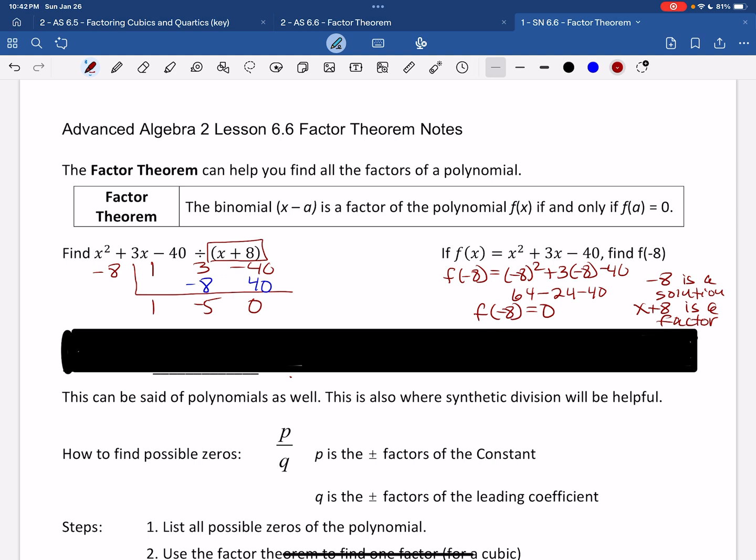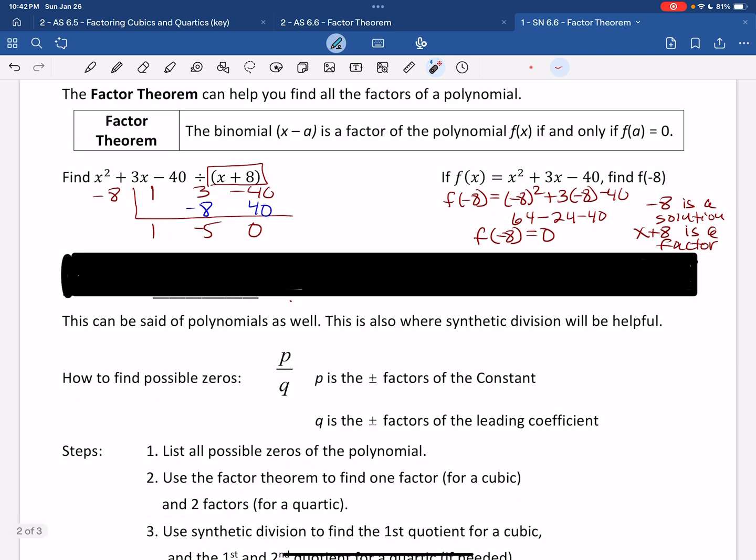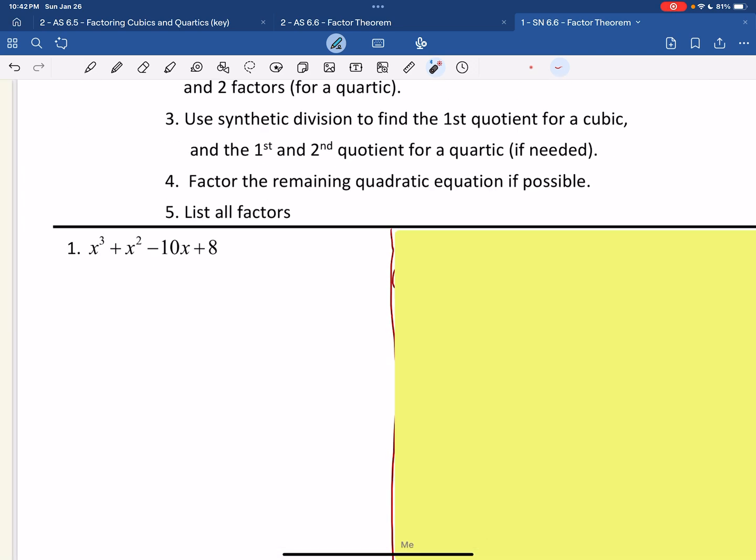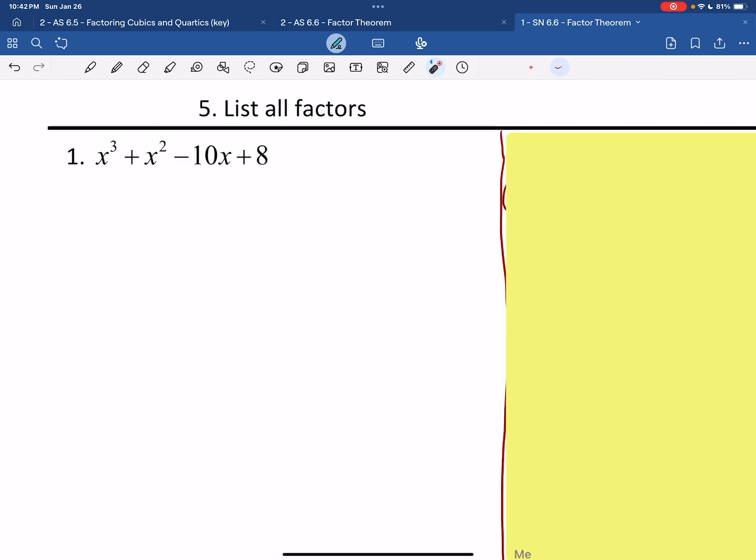The difference between today's notes and in the past is, in the past I've been asking you, is x plus 8 a factor? And then you would divide it into that polynomial and you'd find out. What I'm going to be saying today is, what are the factors of this polynomial right here?